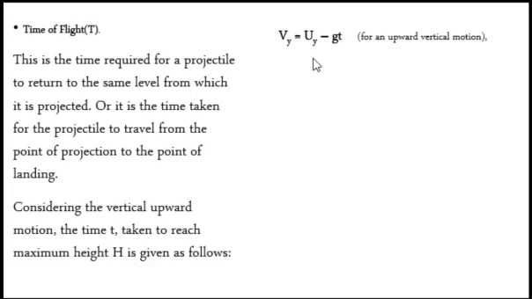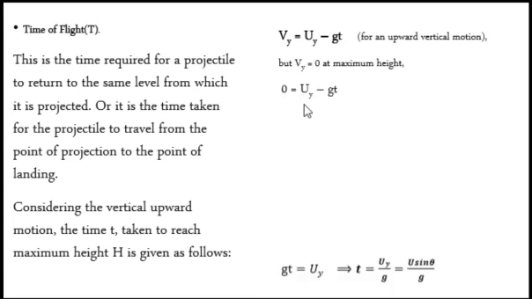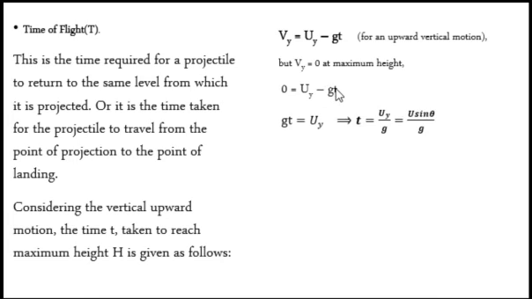So because the object is going up, we are dealing with the vertical component. So we say vy equals uy minus gt. In that case, at maximum height, my vy is 0. If that is substituted there, I have 0 equals uy minus gt. Let me make t the subject of the formula, and that is going to be equal to uy over g.